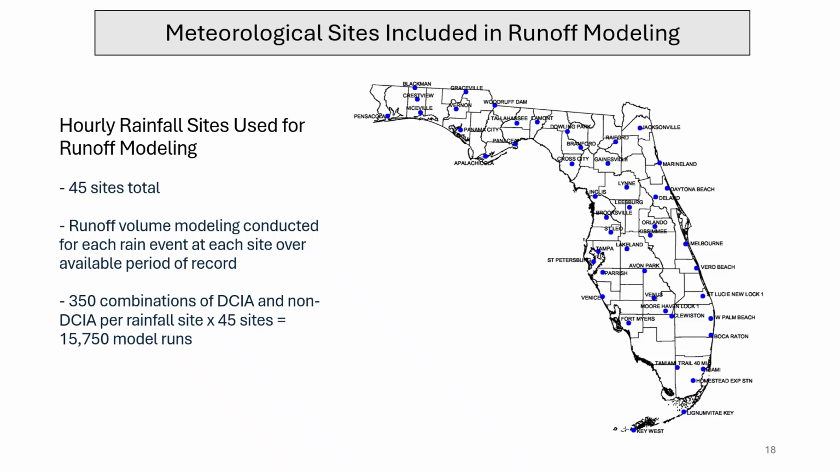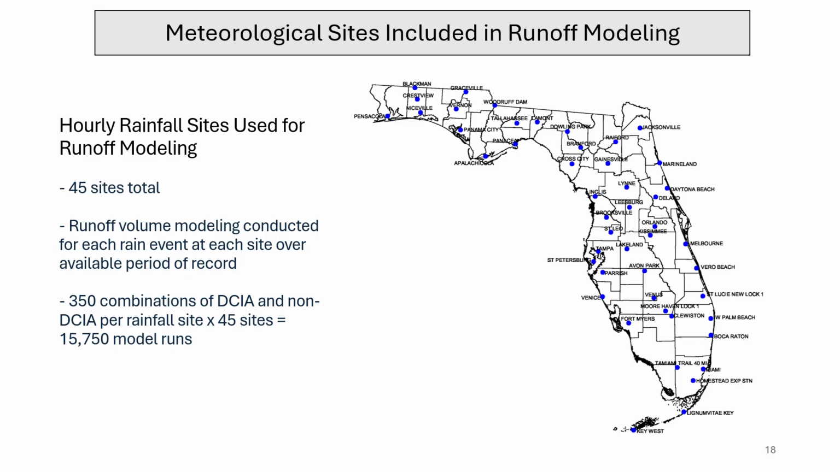For our runoff modeling, we included 45 meteorological sites. At each of these 45 locations, we conducted hourly simulations using the historical rainfall record available. The primary objective was to determine the capture volume for various combinations of curve number, CN, and directly connected impervious area, DCIA values. We varied these CN and DCIA values in increments of 5 units, performing runoff volume modeling for every rain event at each site over its entire available period of record.